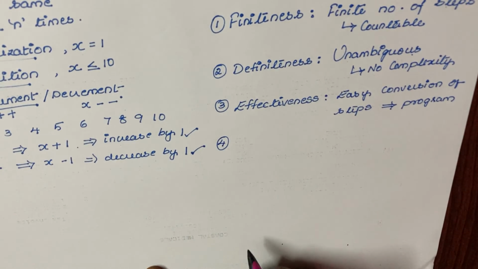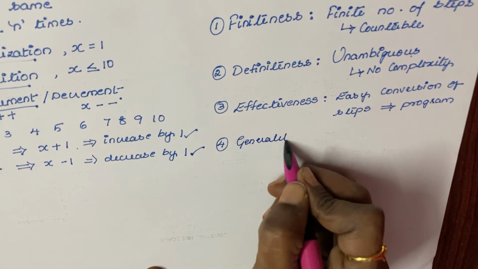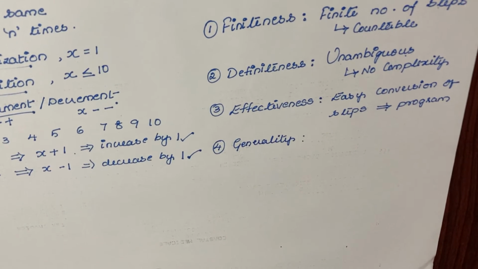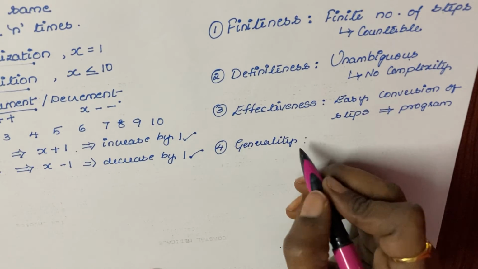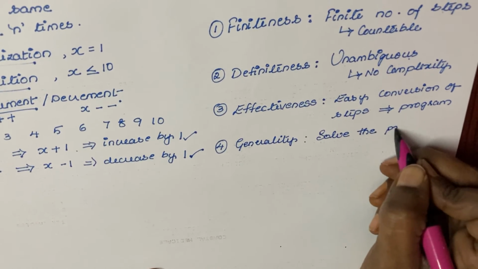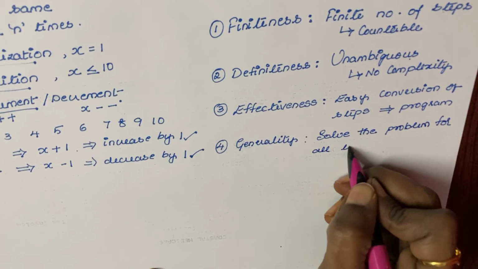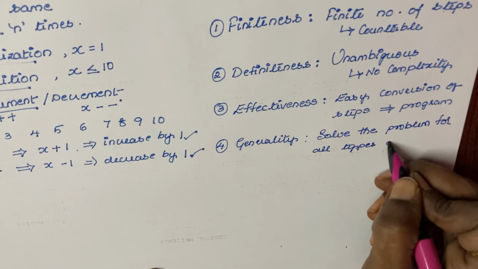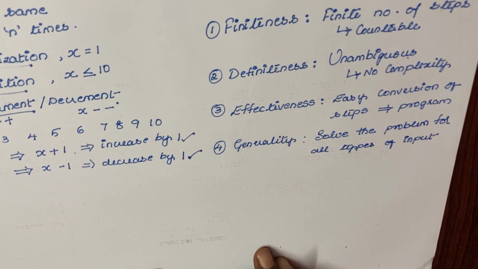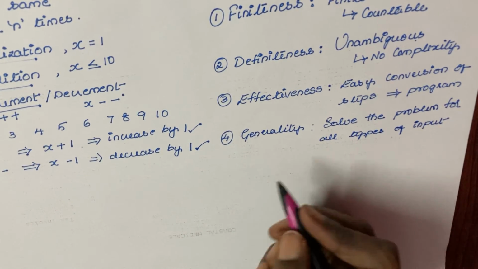And the fourth property is generality. Here we solve the problem for all types of inputs. We can give any type of input for the problem and get a good output for the problem. So the user can choose any type of input. That is stated as generality.